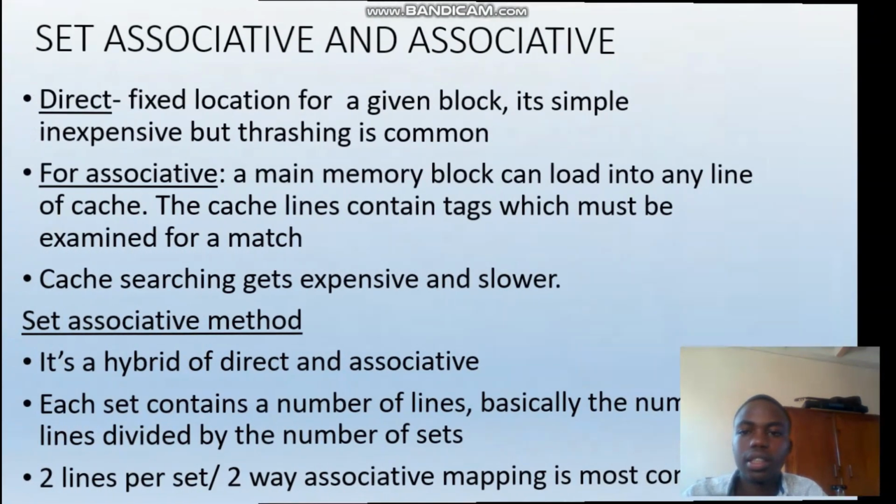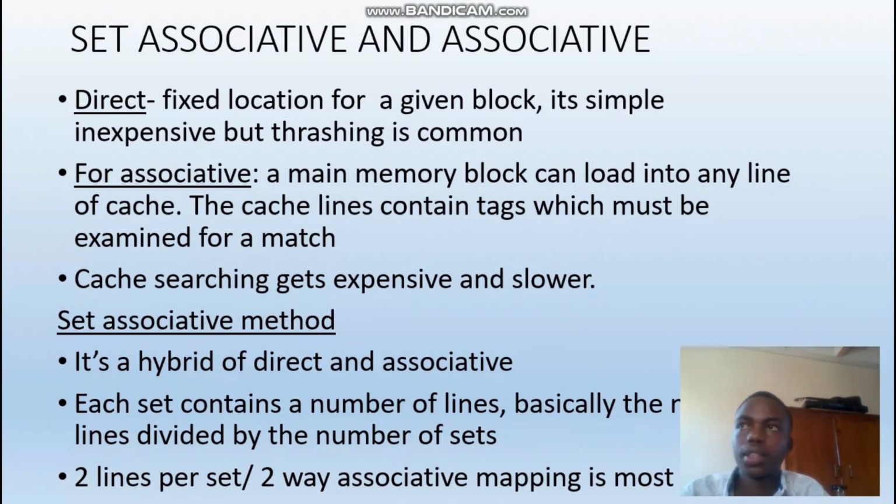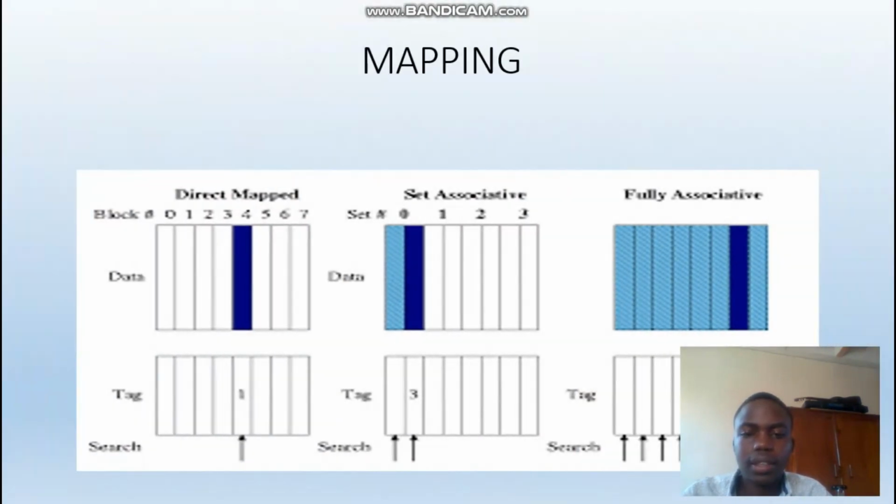Let's first go and see direct mapping. For a fixed location, there's a given block in the cache. So whenever I want to access data in the cache memory, we check for a given address in a given cache line for the data that we want. Whenever we're doing mappings, we are going to consider the tag bits, which help you to identify which line contains what block of data.